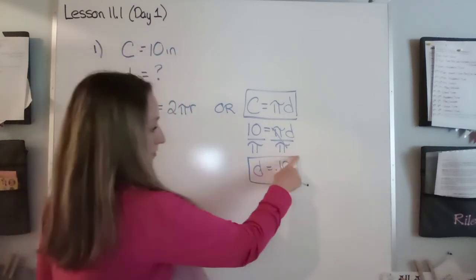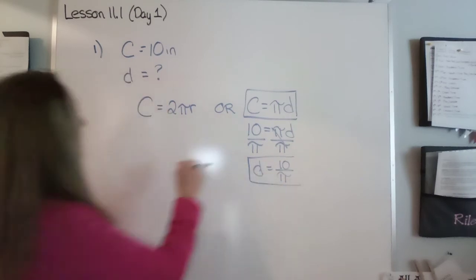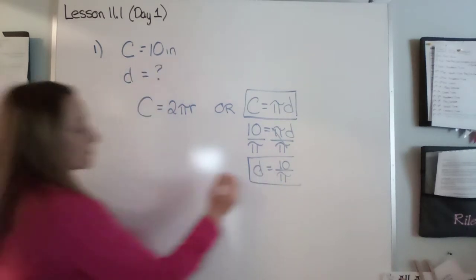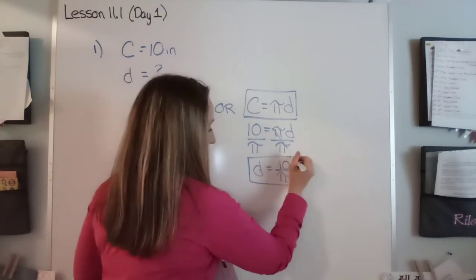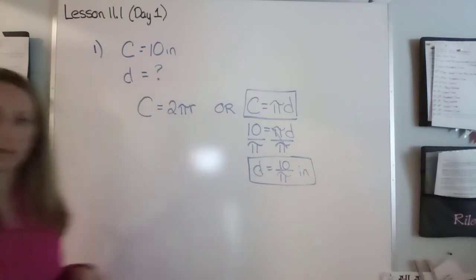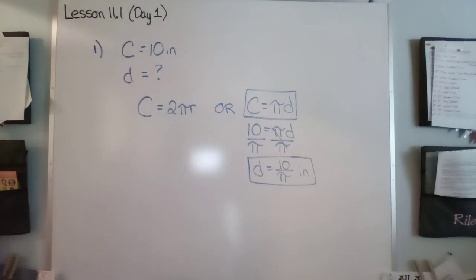Oh, and I didn't put my units, I should include that. It was inches for circumference, so the diameter is 10 divided by pi inches. All right, that's problem number 1.